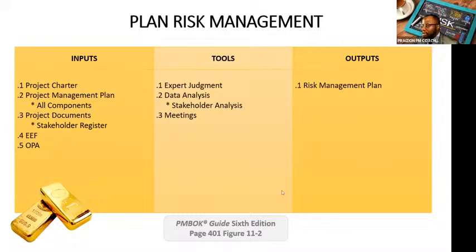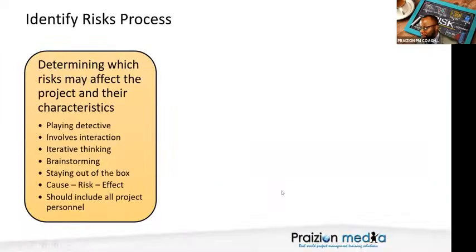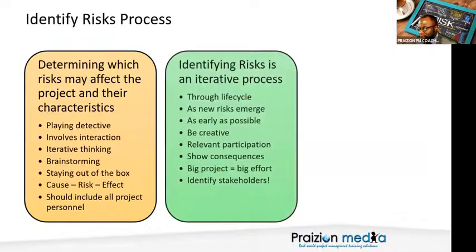All right, so that is the very first process. Let's talk about the next one, identify risks. What are we doing in identify risks? We are determining which risks may affect the project and their characteristics. You're playing detective, lots of interaction between you and your team members. You're using iterative thinking, you're brainstorming, you're staying out of the box to imagine the worst. You're identifying risks in an iterative fashion throughout the life cycle. You're always on the alert.